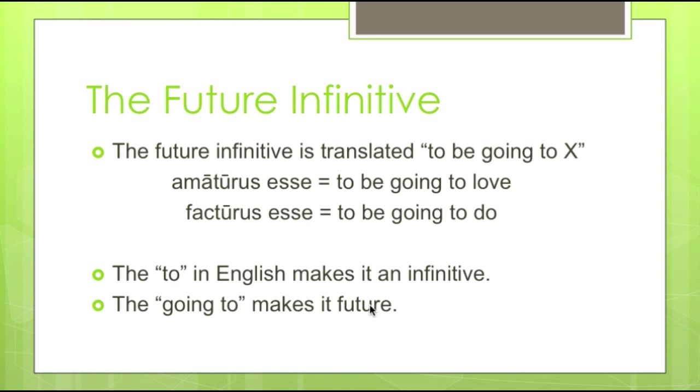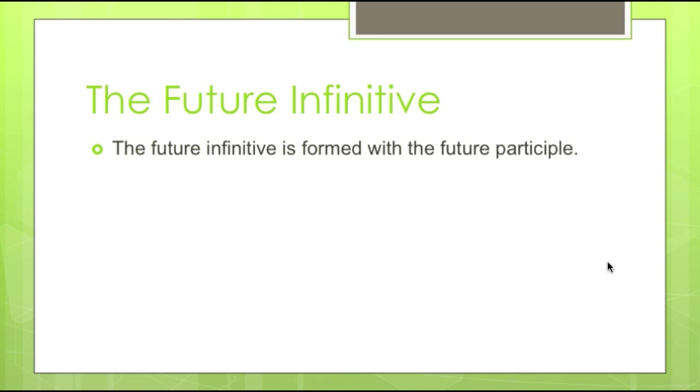We can say, I'm going to go there tomorrow instead of I will go there tomorrow, and it means the same thing. So going to is useful to use because it gets us the sense of futurity. So we say, to be going to X when we translate future infinitives. The to part gets us the infinitive. Going to gets us the future part.